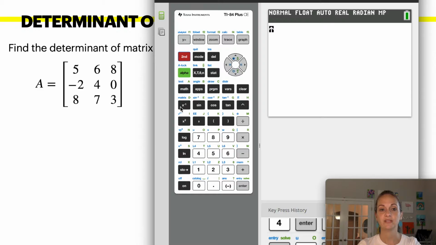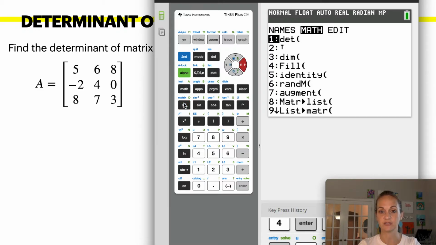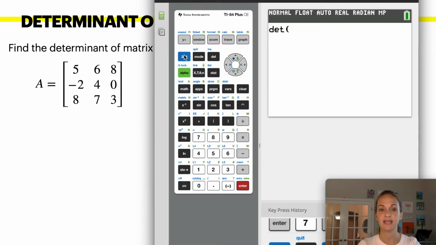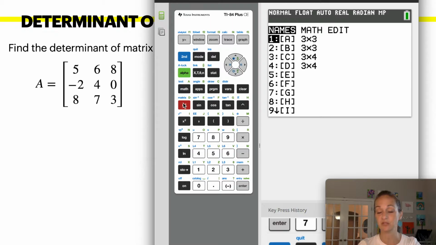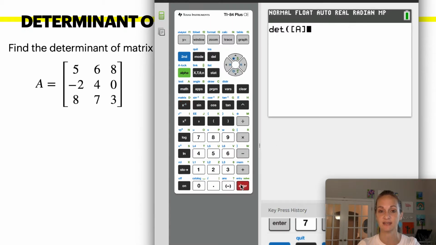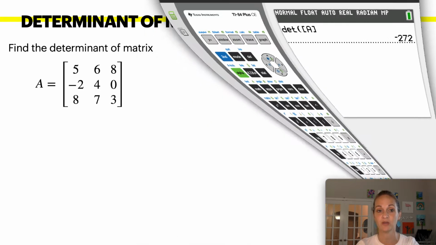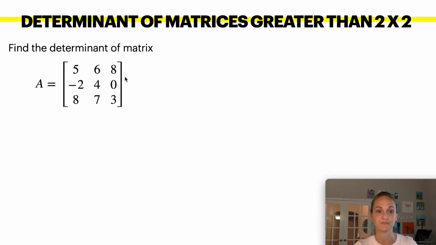Now, you're wanting to find the determinant of matrix A. So if you go over to math, you're wanting the DET for the matrix. So hit enter, and now you need to let it know which matrix you want. So go back into matrix and choose the matrix that you had just edited. It is matrix A, so if you hit enter, it will give you the determinant, which is negative 272.